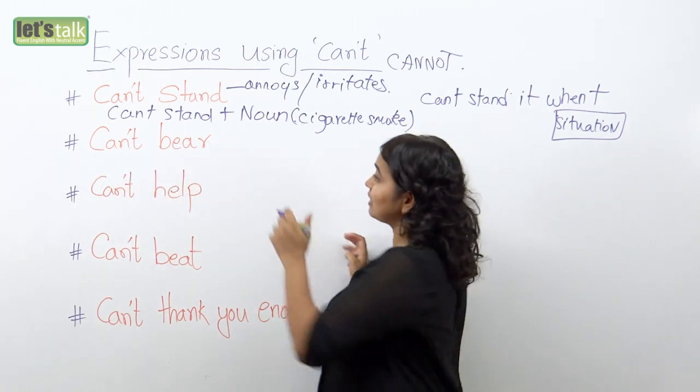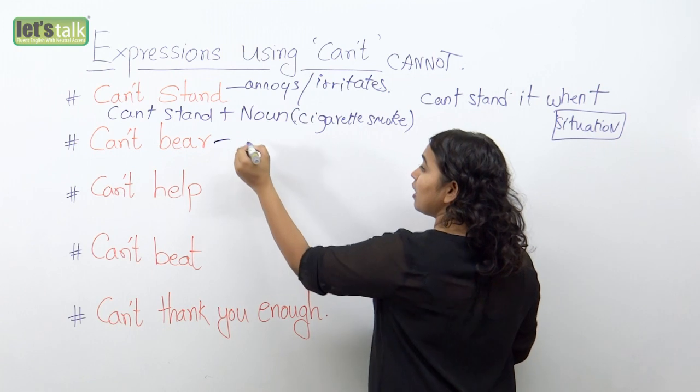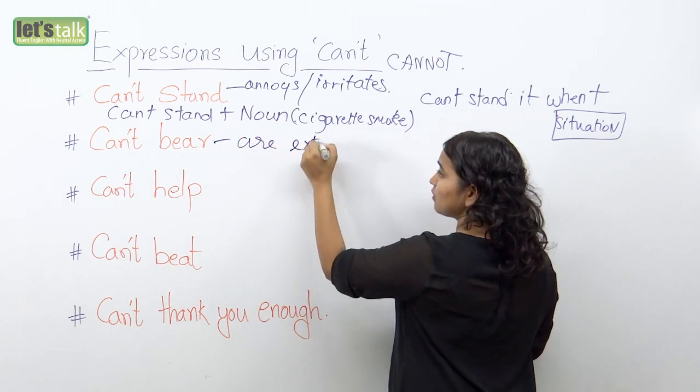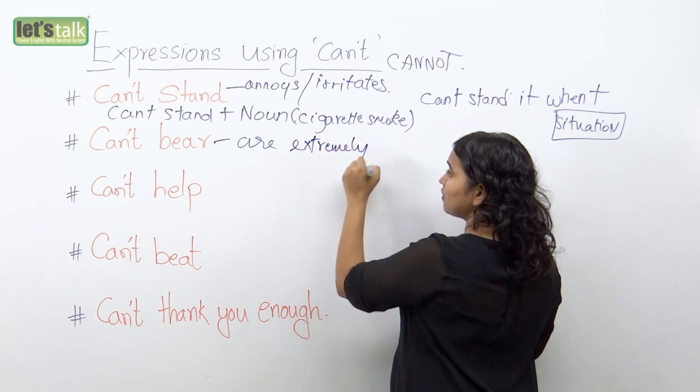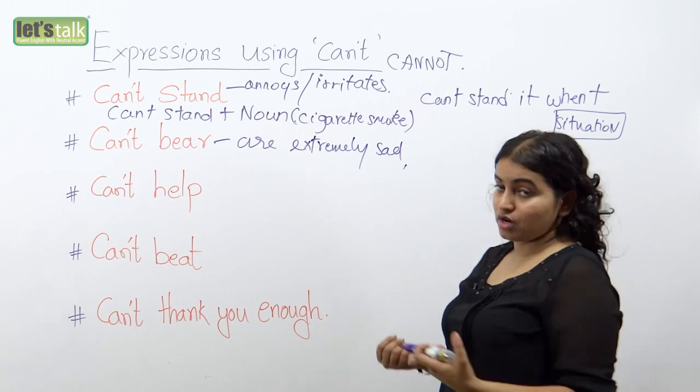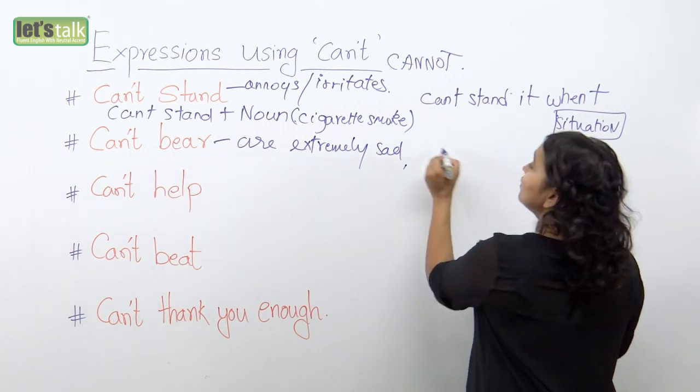Okay, the next one is when you can't bear something. So can't bear basically means you are extremely sad or something is very difficult for you to endure or to go through. Okay.